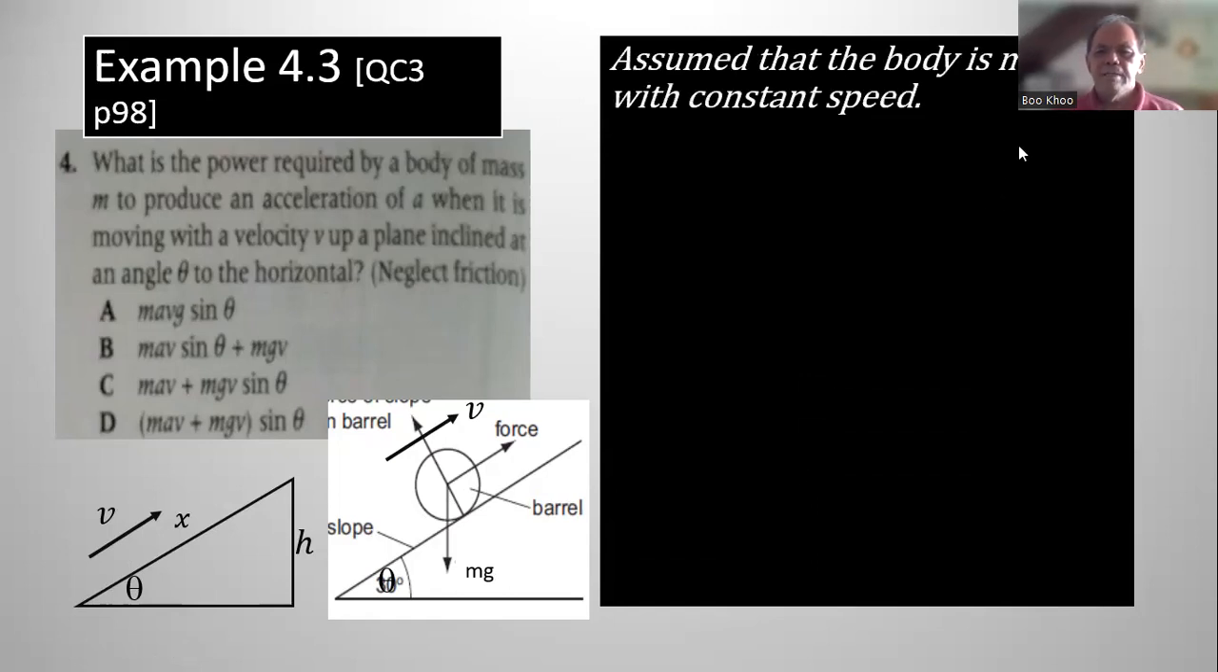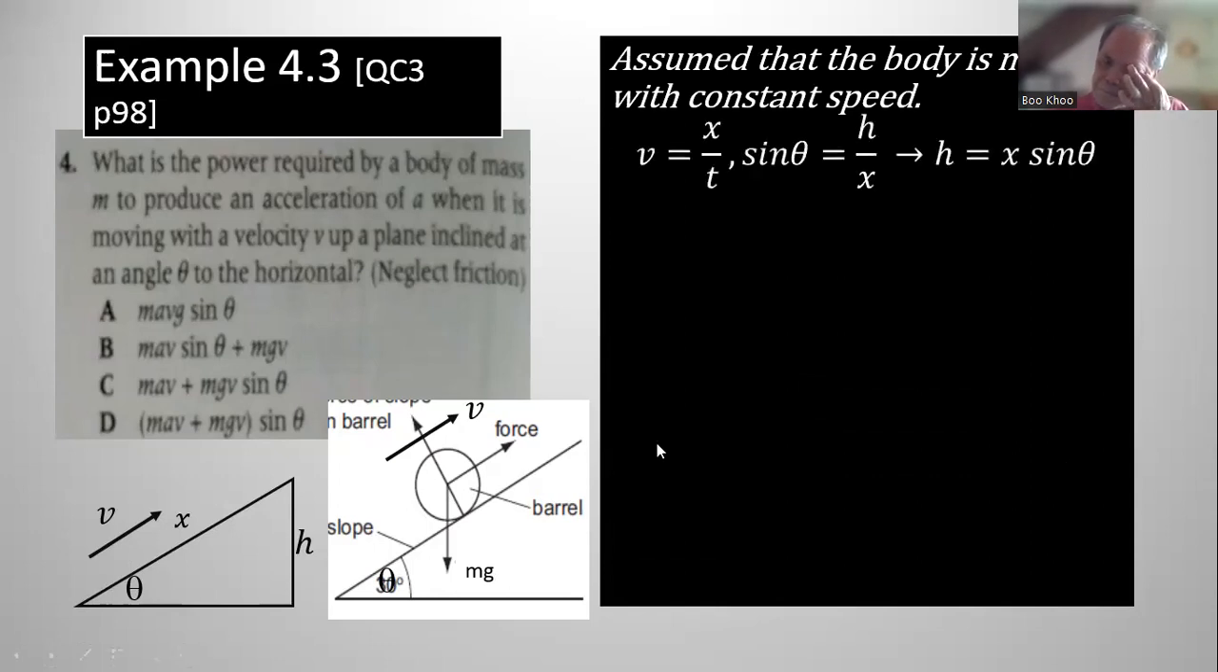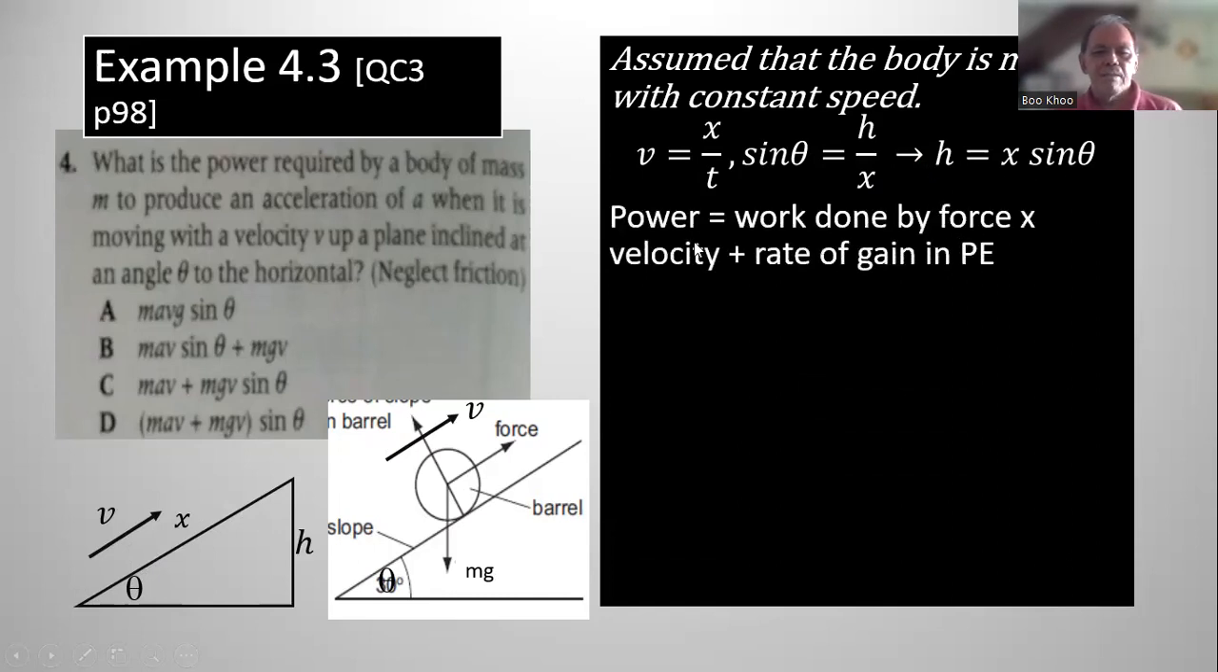Assume the body is moving at constant speed. Right? If that's your distance, move up, then divide by time. And since it's at an angle theta, you need to know that sine theta is just h over x. With the x across there, h is x sine theta. So power equals work done by velocity, or rate of gain in potential energy.